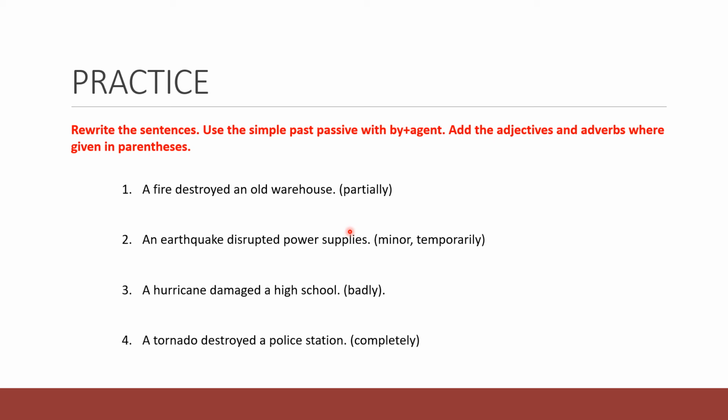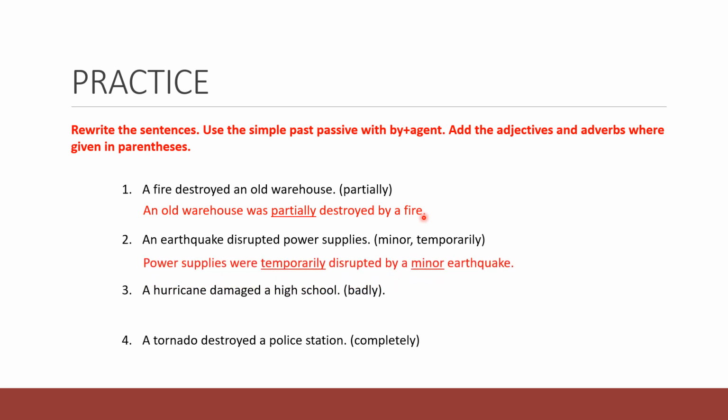Okay, for number 1, a fire destroyed an old warehouse. Remember, we have to use passive voice, agent, and the adverb. 3 things at a time. So in this case, we get an old warehouse was partially destroyed by a fire. We have the object, we have the verb in passive was destroyed, we have the adverb partially, by to introduce the agent, and a fire. If we don't want to use the fire, we can use it, but in this case, it's important to notice a fire.